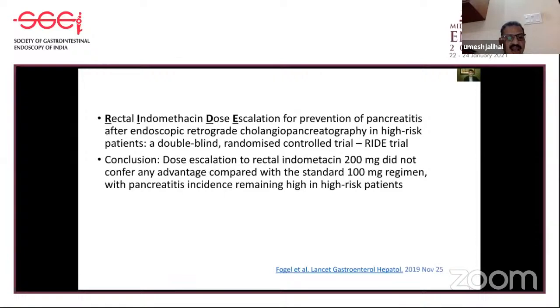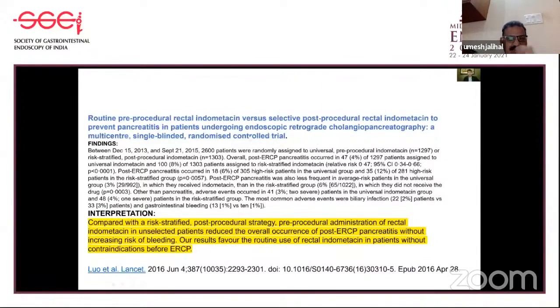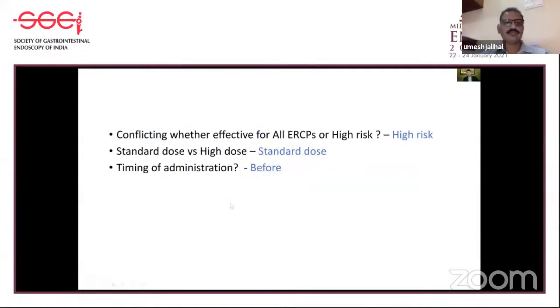So routine pre-procedural rectal indomethacin to prevent post-ERCP pancreatitis. Again, it's a single-blinded randomized controlled trial. It shows that it does favor routine administration. So we have somewhat conflicting data whether we should give it to all ERCPs or just high risk. And I think at this time, we should probably just limit it to administration of rectal indomethacin in any person that you feel is at high risk.